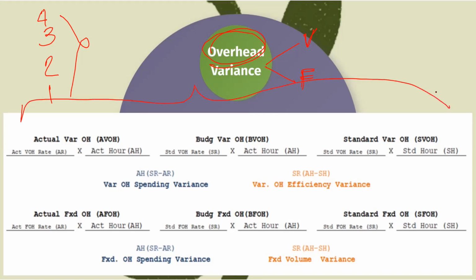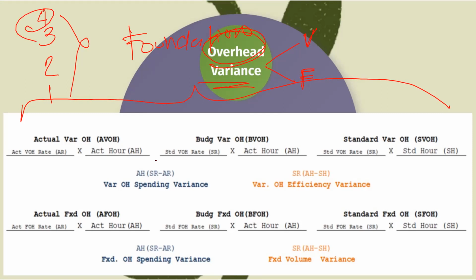Please take a screenshot. Please write it down on your notes. Post this video, write it down on your notes, or take a screenshot. Why? Because this is your foundation if you wanted to learn your overhead variance. Because everything comes from this. This is actually your four-way variance.